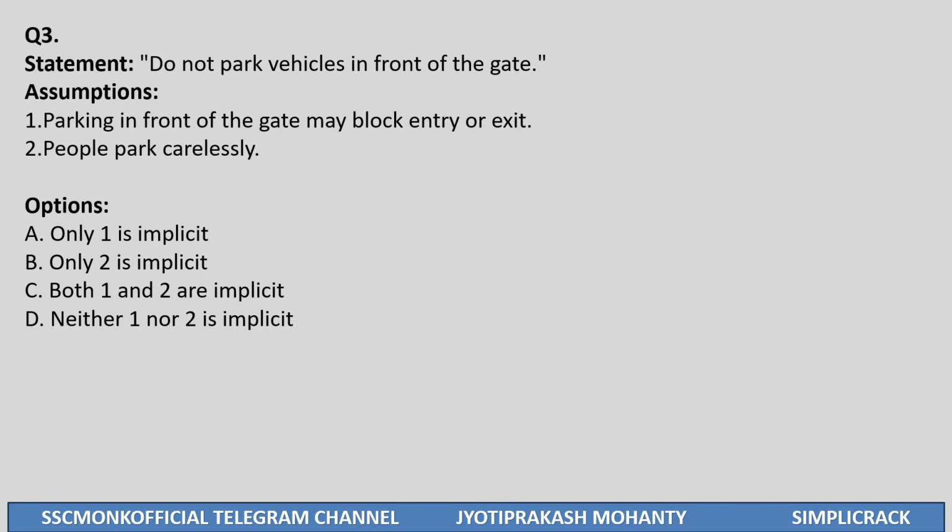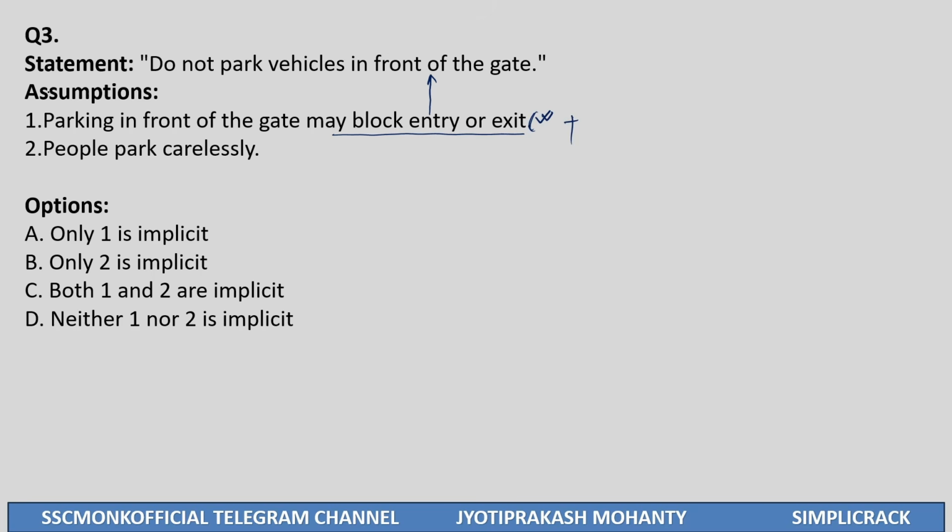Do not park vehicles in front of the gate. Now, the first assumption is that parking in front of the gate may block entry or exit. Now see, this particular assumption is supporting the statement, because if there is no issue, why would someone say do not park vehicles in front of my house? Because that person is having some trouble, and that trouble is it is blocking the entry and exit. This assumption is supporting the statement.